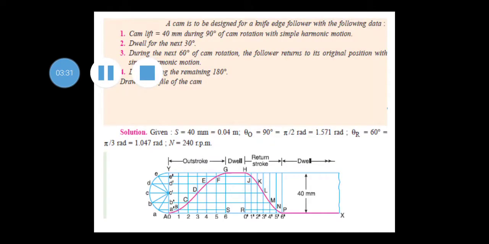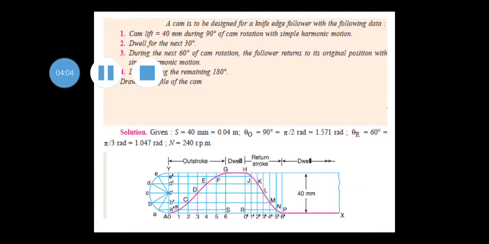Let's see one problem on cam and follower. I will just read out the question. A cam is to be designed for a knife edge follower with the following data. Cam lift, that means the follower is lifting upward, is 40 mm during 90 degrees of cam rotation with simple harmonic motion. So SHM is provided to us, and we have to draw the displacement diagram by the SHM method.